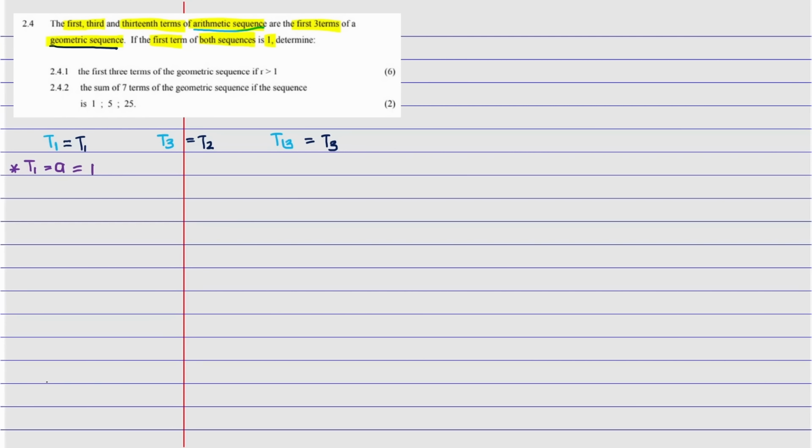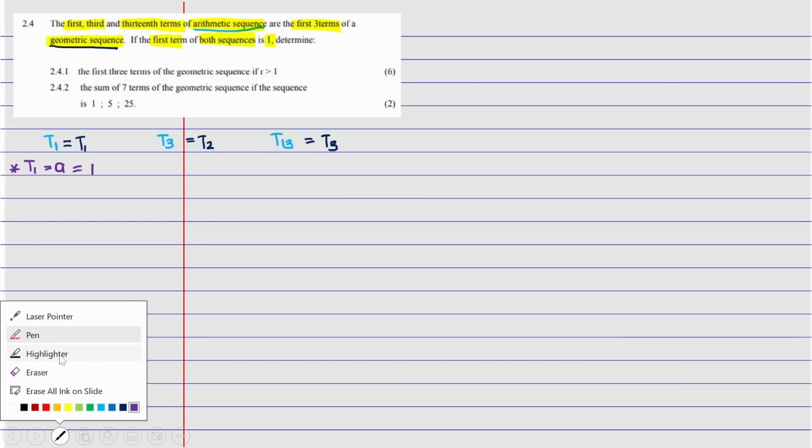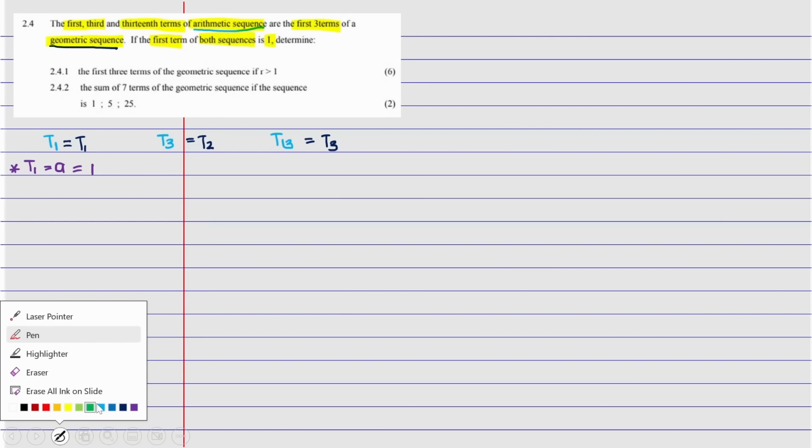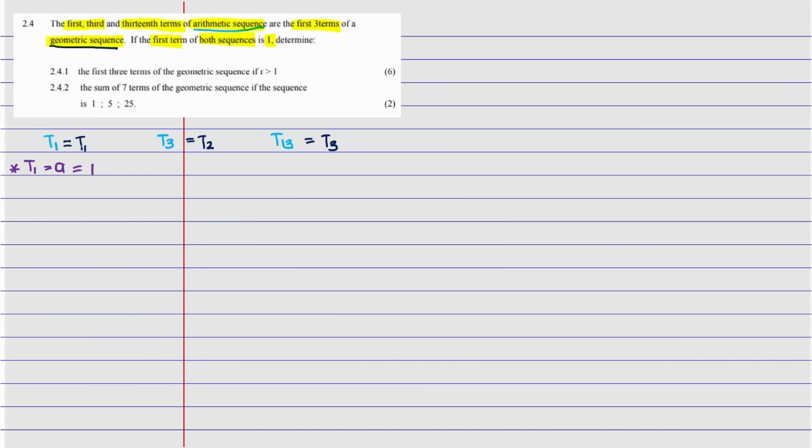So if I had to write down this information, this is what it means. Now I'm just going to continue using one color, and I think I'll use purple. So it means that T1 is equal to T1, which is the same as A is equal to A, which in our case is the same as 1 is equal to 1. So this is translating the second part, right?